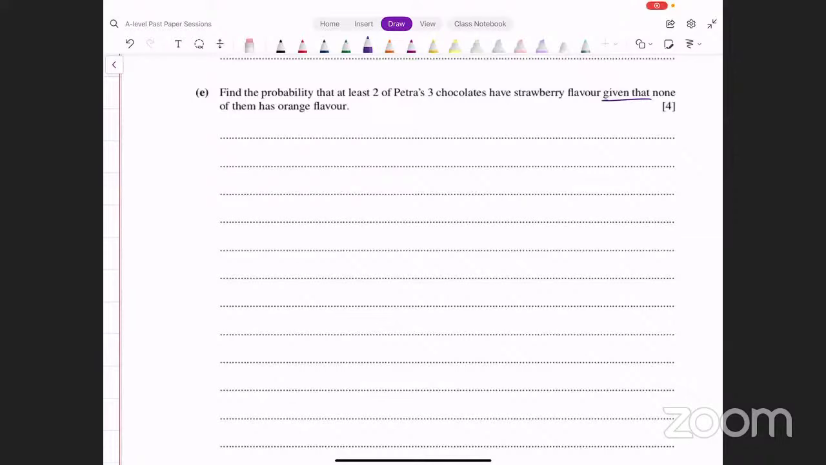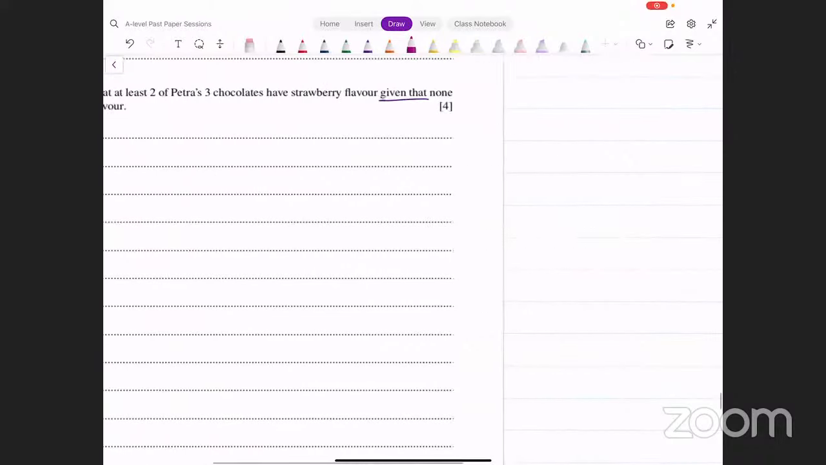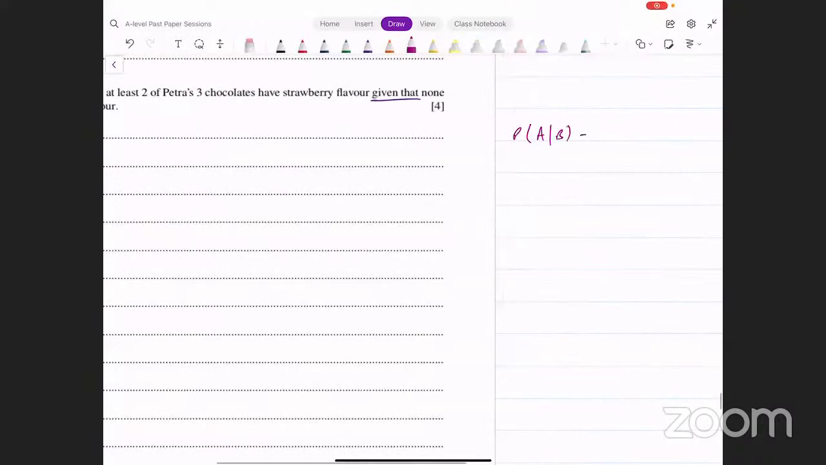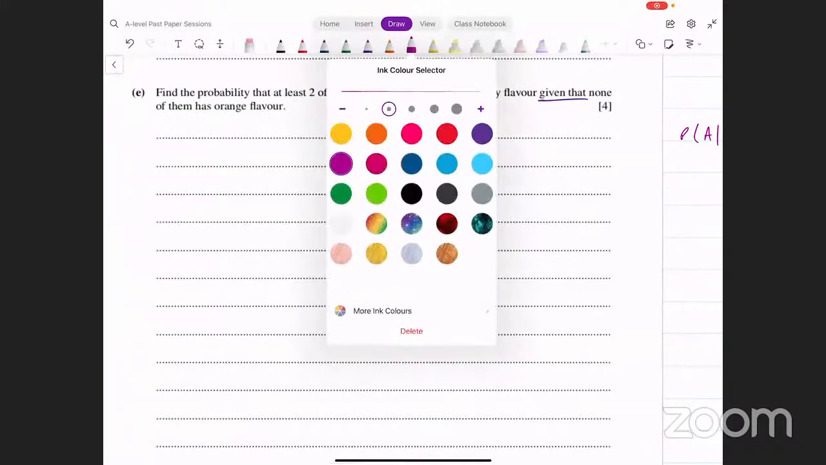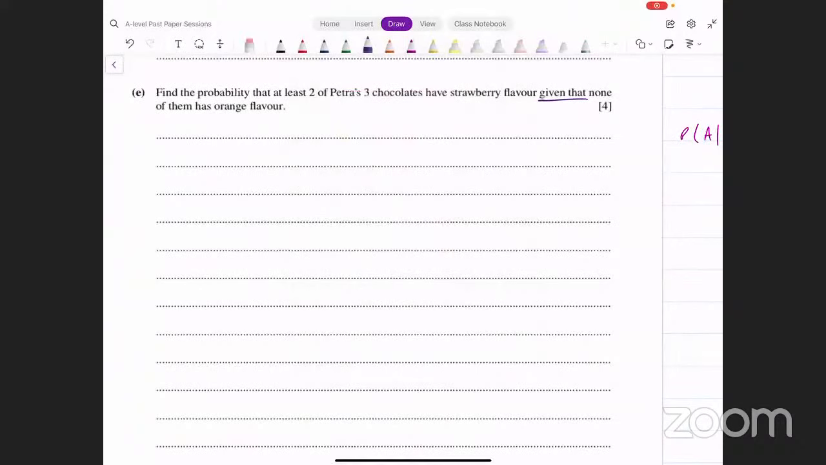What is the formula for conditional probability? Let me write that here. Probability of A given B is equal to probability of A intersection B, A and B, divided by probability of B. You should remember this, okay? Now what is here? What is given? Given is that none of them has orange flavor. So what will your denominator be? That none of them has orange flavor. That will be your denominator. So let me write that down here in that form. We want at least 2 orange. Sorry, at least 2 strawberry.